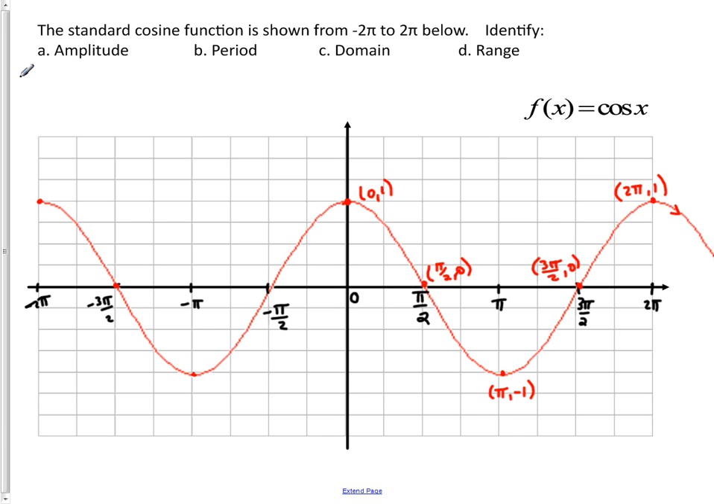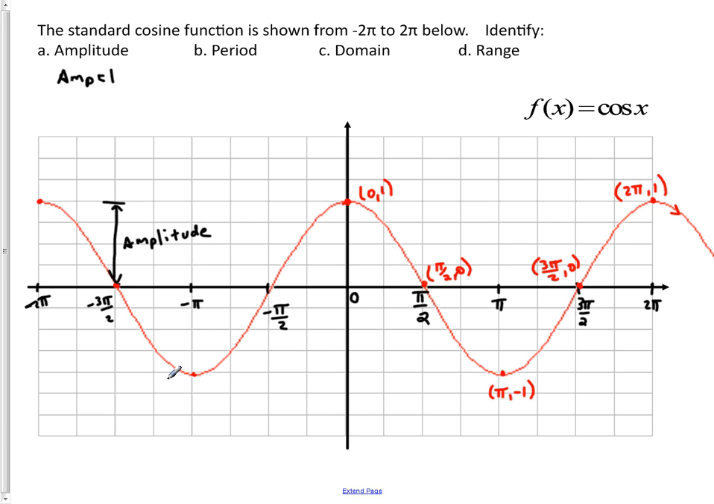Well, in this particular case, our amplitude is still defined in exactly the same way. We could take our maximum or minimum of our range and divide by 2, or we could just simply see what the difference is from the center axis to our highest or lowest point on the graph. Our amplitude in this case is equal to 1 in the basic cosine function.